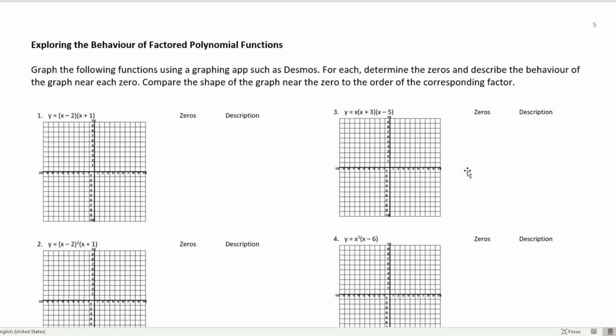So what I would like to do is, instead of using Desmos to do this, I'm just going to zoom in on these functions and, using the concepts that we learned, sketch the graph for us. Okay, so give me a second and I will just zoom in on this.